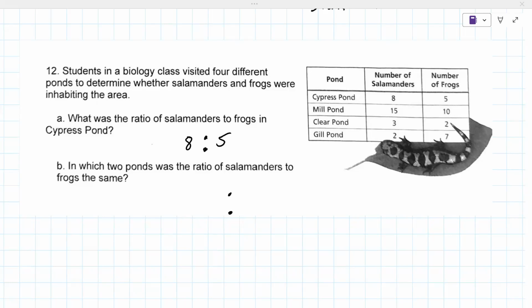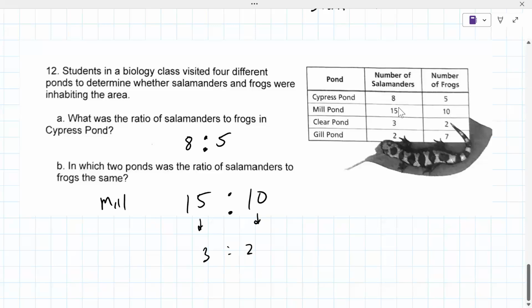The ratio of salamander is the same. Next one. Where is the ratio the same? Well, what they're saying is like Mill Pond is 15 to 10. Is there another one? And these reduce, by the way. See how this reduces to 3 to 2 if you divide them both by 5. Yeah, that's Clear Pond.